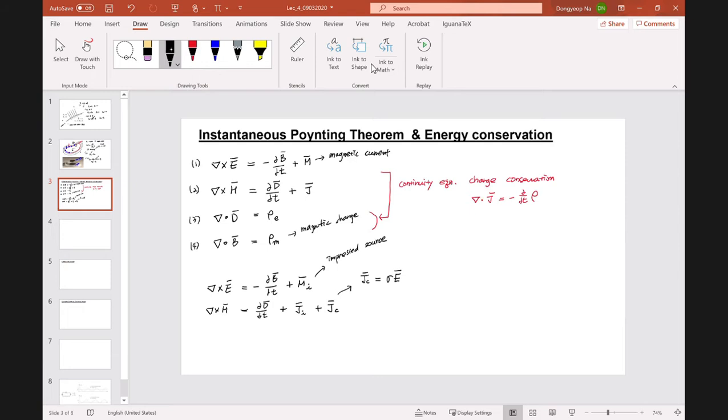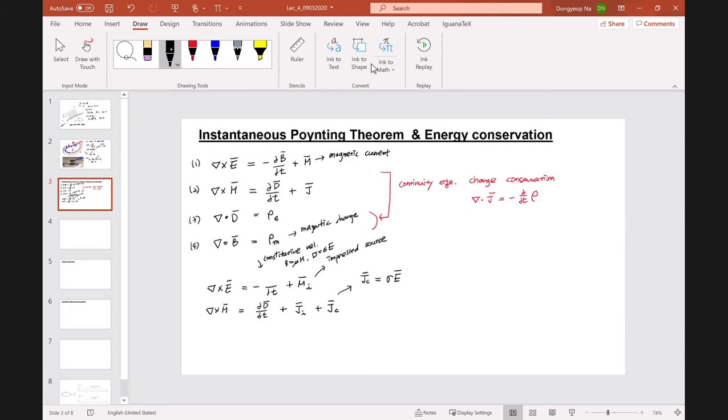So what we're going to do, and also, I need to change B to H, D to E by using the constitutive relation, relating the B field in this way and the E field in this way.